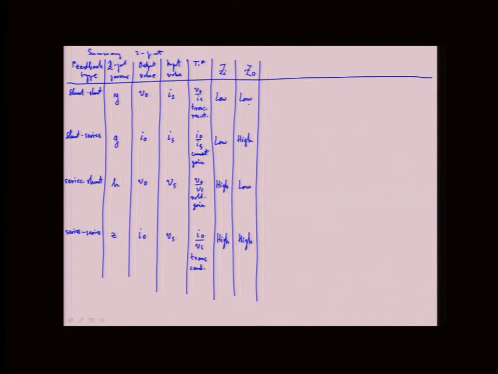So if you look at this, wherever we have series connection, we essentially have high impedance, right? And wherever we have shunt, then that's low impedance.